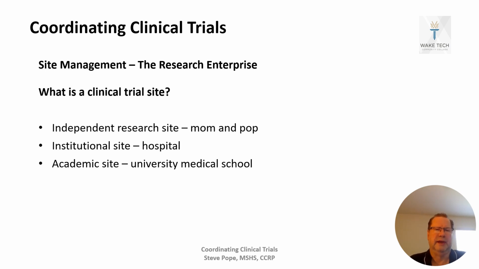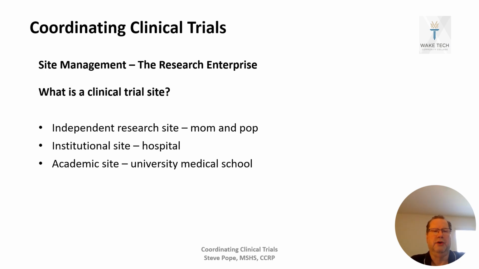The next type of site is the institutional site, which is usually affiliated with a hospital. You'll see these mostly in larger cities, but you might see them in smaller towns as well. These are sites that have operations within the hospital itself. There may be one or more principal investigators that work at the hospital or have privileges at the hospital, and they also engage in research.